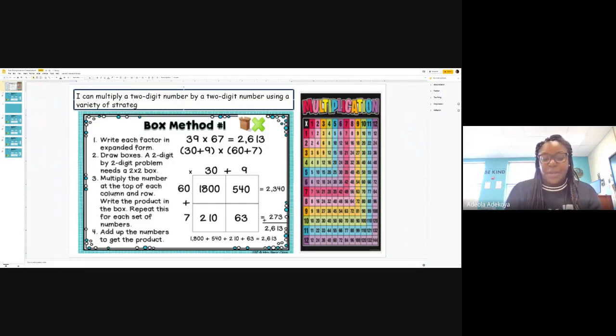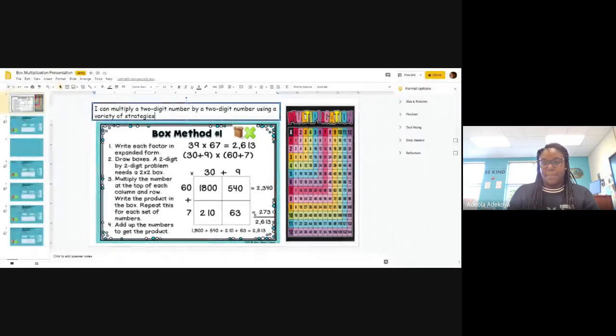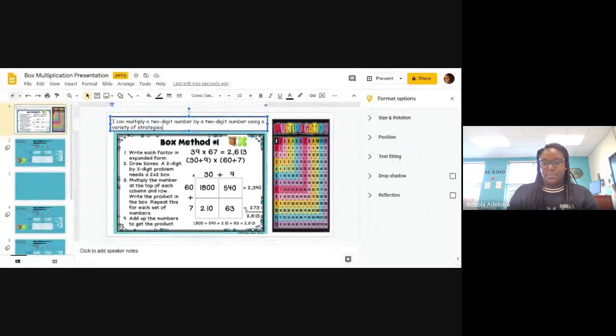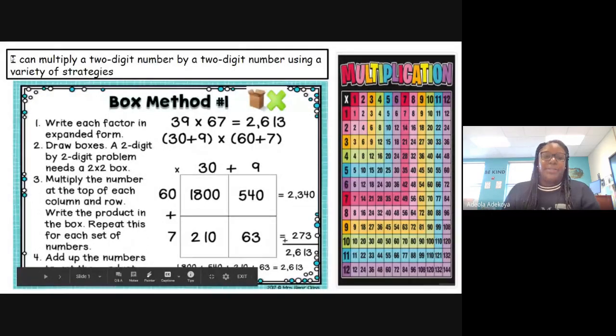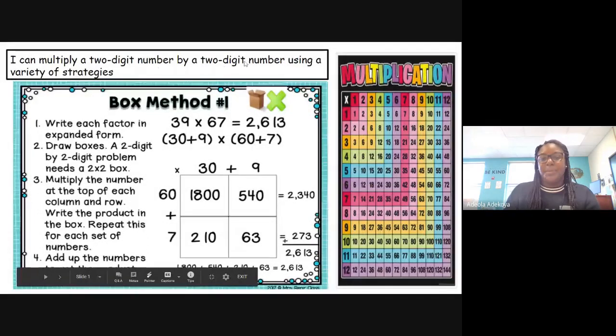Today, our focus strategy would be the box method. All right, so I can multiply a two-digit number by a two-digit number using a variety of strategies.